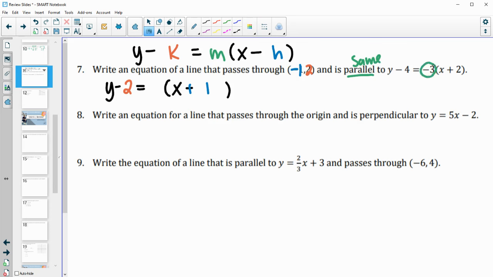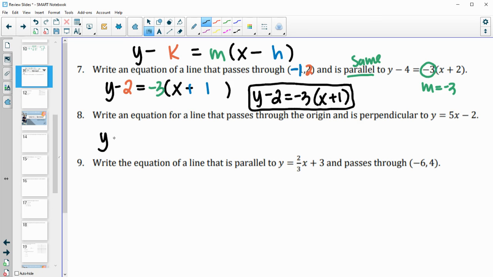So this one's slope is -3. So we want to plug in -3. So then this would be the equation of our line. If I just write that not in color, it'd be y minus 2 equals -3 times x plus 1.